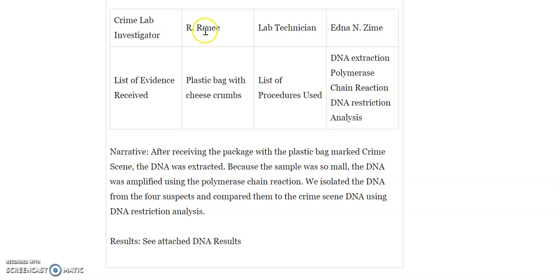So we have our crime investigator, Renee, and our lab technician, Edna Enzyme. Our evidence was in a plastic bag with cheese crumbs. We're going to use DNA extraction, polymerase chain reaction, and DNA restriction analysis. Those are what we are using to analyze our DNA.